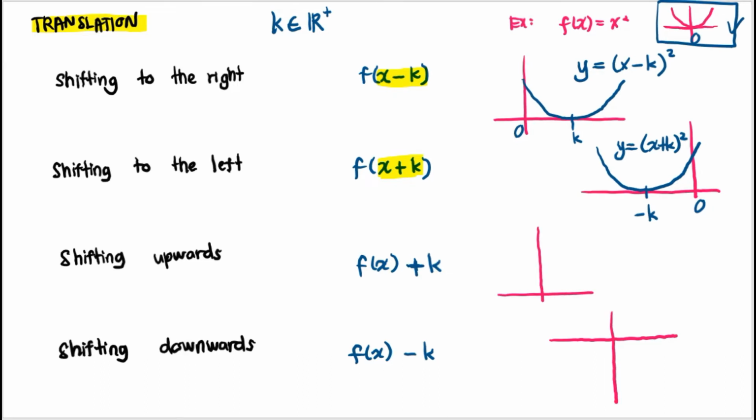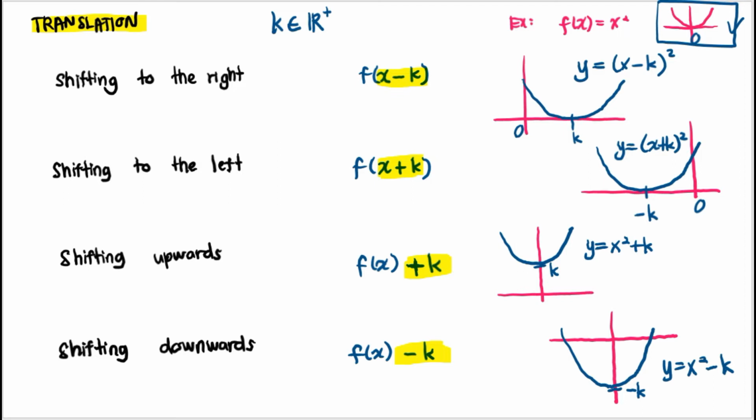Now suppose we shift the graph upwards by k units, so we'll have f(x) plus k. Our original graph, f(x) equal to x squared, is shifted upwards by k units, so it will be something like this. This is positive k. If the graph is shifted downwards by k units, we have f(x) minus k. So this is y equal to x squared plus k, and this is y equal to x squared minus k, which is a negative k here.